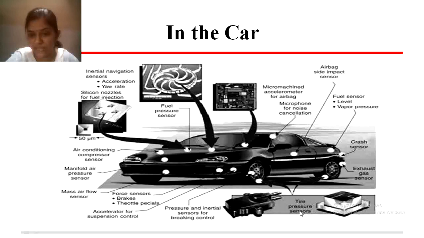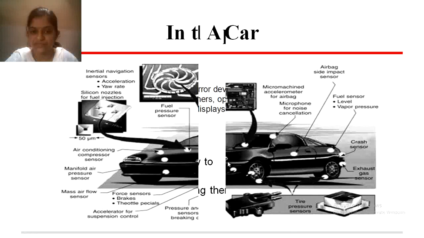Then if you see, tire pressure sensors are also available. Exhaust gas sensor is also there. Suppose any accidental crash happens, then that sensor is also here. Then fuel tank level and vapor pressure, that fuel sensor is also there. Backside impact sensors are there, so that airbags automatically open inside the car. Then micro machined accelerometer for the airbag is also there. Microphone for the noise cancellation is also there. So lots of things are manufactured using MEMS technology.